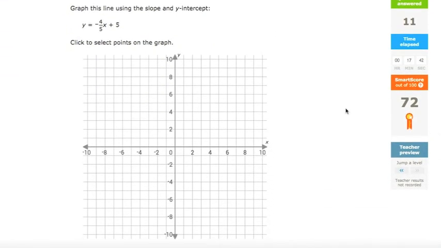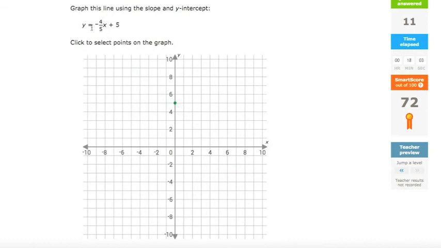Here's what the next problem looks like. This is in slope-intercept form. I need to graph the y-intercept right here first. So here's my y-axis. Go up on the y-axis to 5, put a point right there, click it. Then I'm going to use my slope.